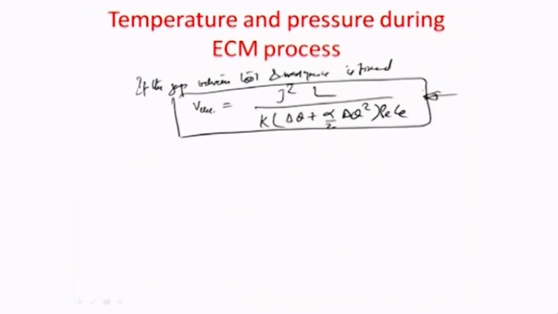Also, if the gap, let us say, is y and the viscosity of the fluid, the electrolyte, is given by eta, we do have a term given to us by fluid mechanics which indicates the amount of pressure that the electrolyte would have on the tool and the electrode.